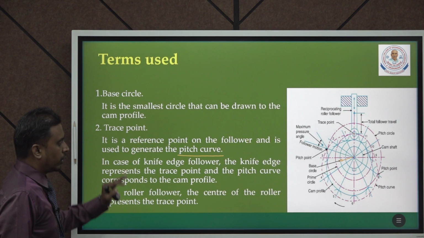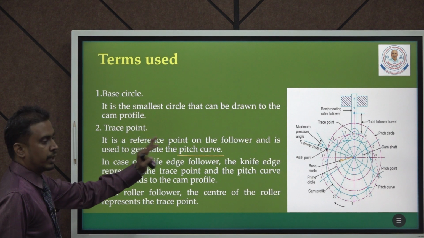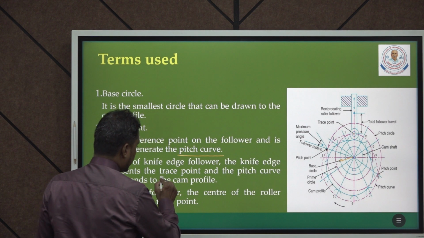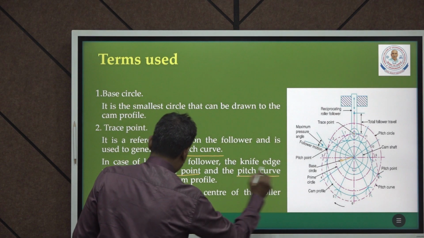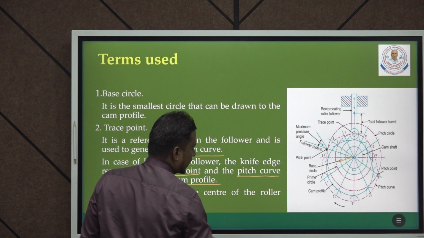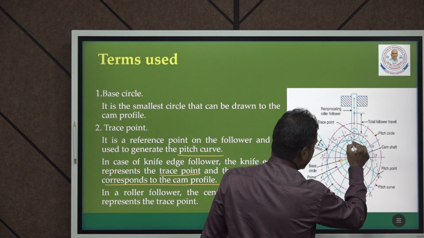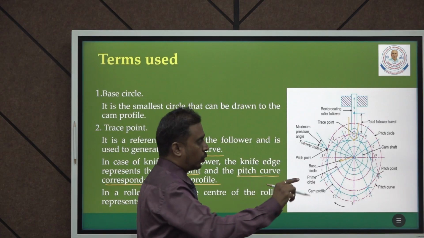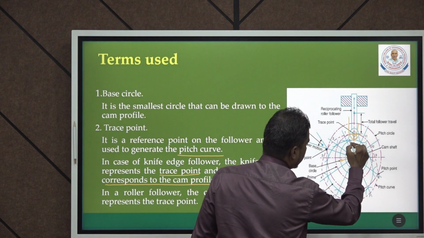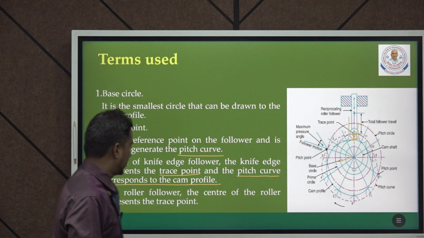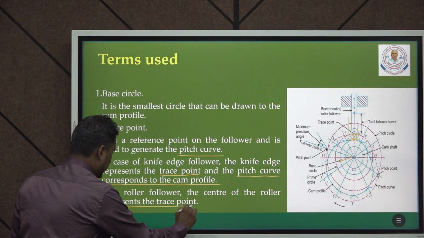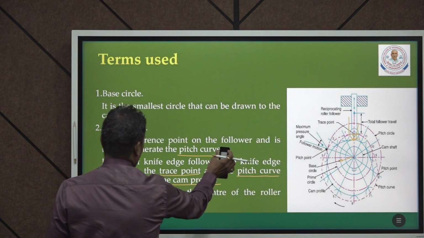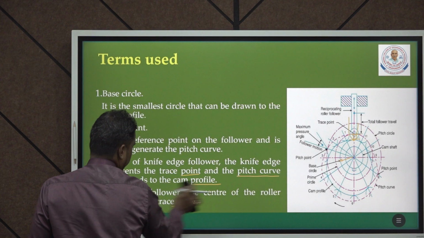For various types of follower, the trace point is going to vary. In case of a knife edge follower, the trace point represents the pitch curve, which corresponds to the cam profile that will be exhibited at the same point. In case of the roller follower, it is separated by the roller radius. So, this is basically the difference in the trace point between knife edge and roller.